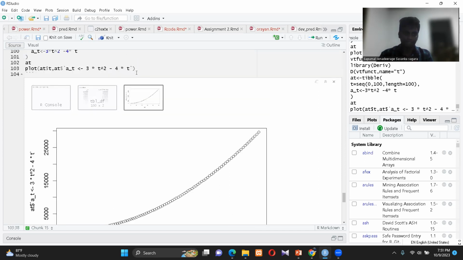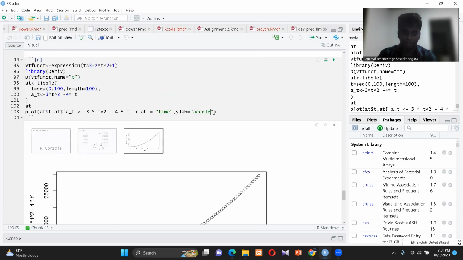So xlab can be added. Xlab is time. Then what about ylab? Ylab equals acceleration. Like that, you could even add a title.